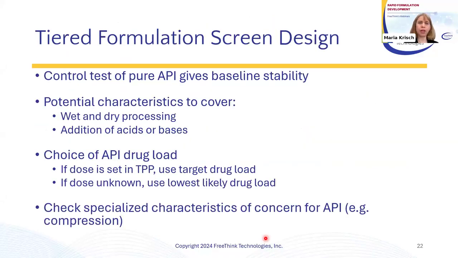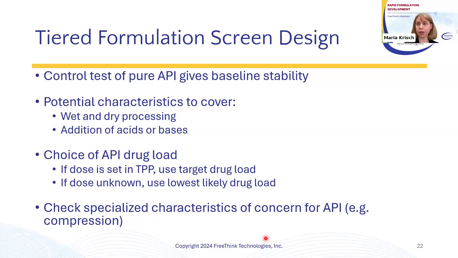So if we're thinking about designing one of these screens, what kind of considerations come into play? First of all, it's useful to have a control test of the pure API. And this gives you kind of a baseline stability for the formulation. Again, the formulated drug product is almost always less stable than your pure API. So it's nice to know sort of what is your limit.